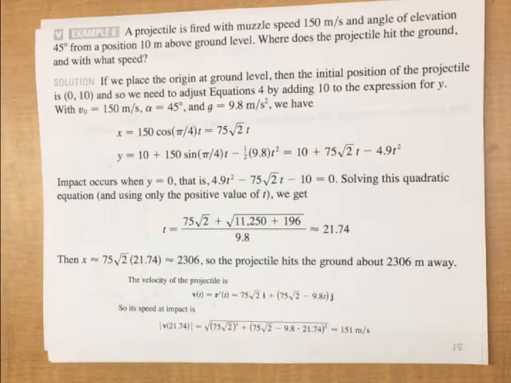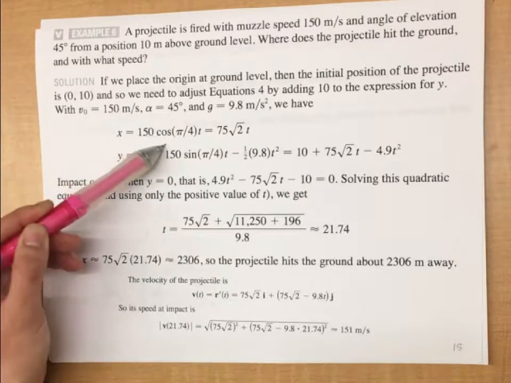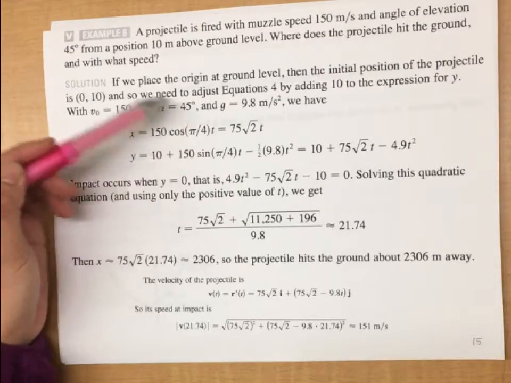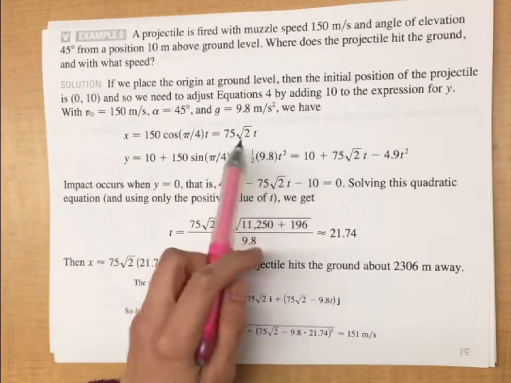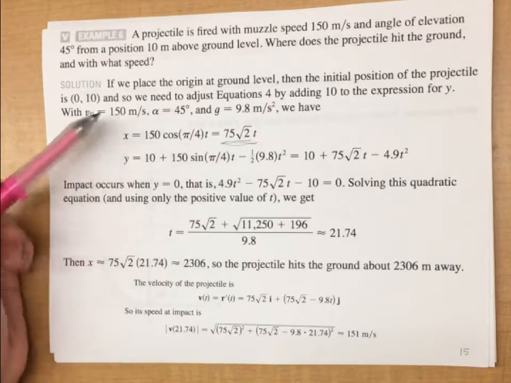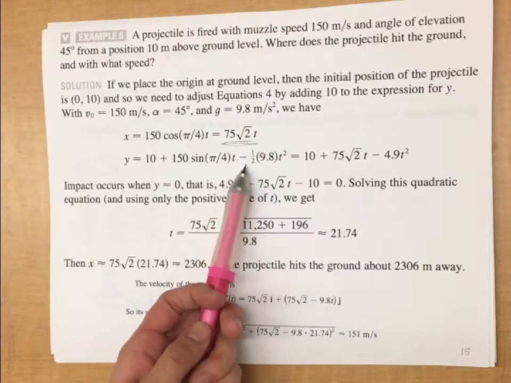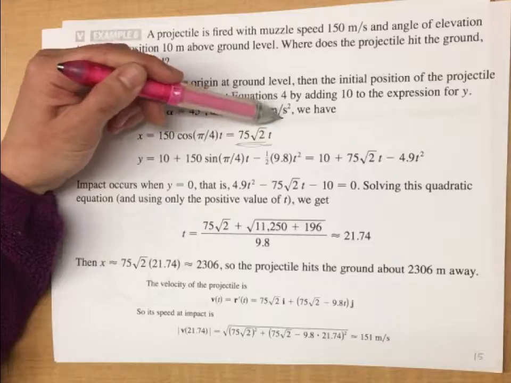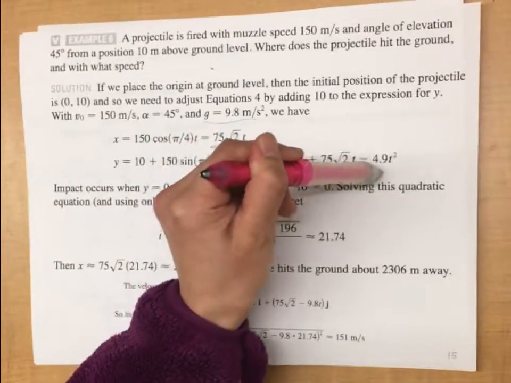And so we have v naught, which is 150 cosine of pi over 4, which is 45 degrees, times t, which comes out to this for our x component. And then for y, we add 10 to 150 sine pi over 4 t minus 1/2 times 9.8, which is the acceleration of gravity, t squared, which comes out to right over here.